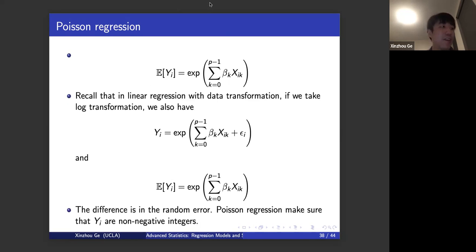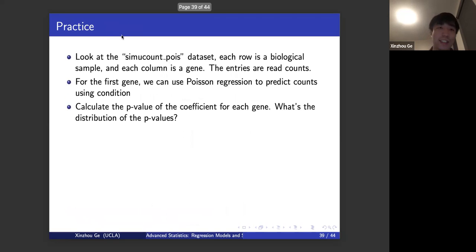Okay, I'm not sure whether we have enough time for this, but I will try to finish this. So we will look at the simulcount POIS dataset. This will be a matrix where each row is a biological sample and each column is a gene, and the entries will be the read counts. We would like to do a Poisson regression for the first gene, and we can calculate the p-value of the coefficients. I will try to finish this for today, and I will leave the remaining part for tomorrow.